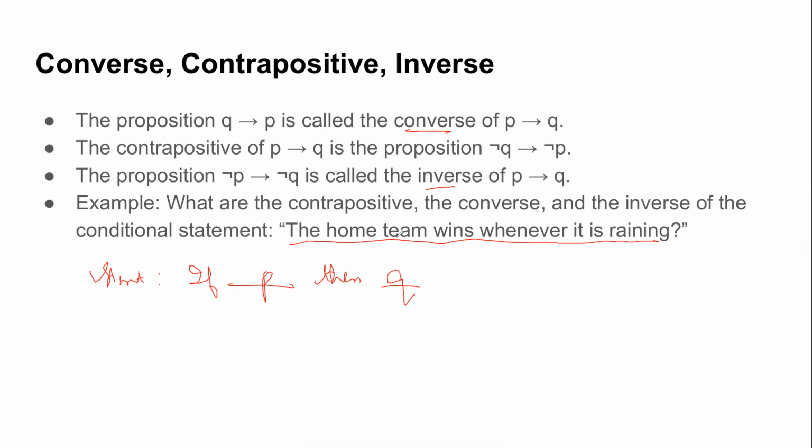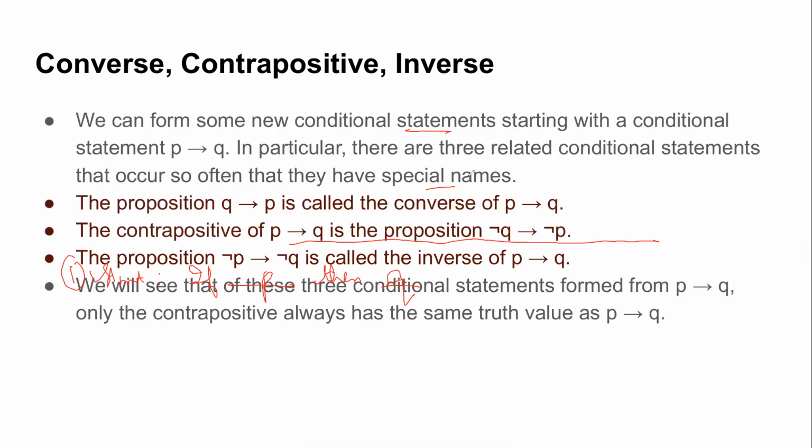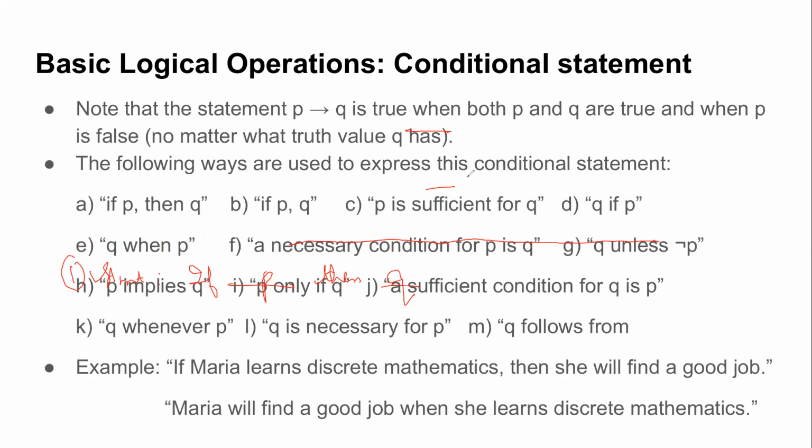So can you first rewrite it in if and then form? Yes, class, can you just rewrite it in the if and then form? It's always good to write in if and then form, because then flipping it becomes easy. Excellent, Dhananjay. If it is raining, right, you can see from this clause.